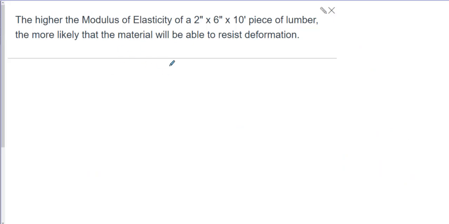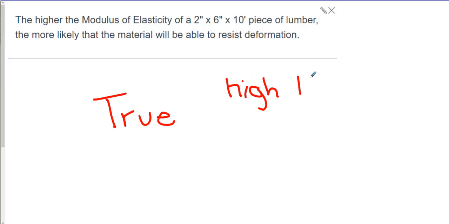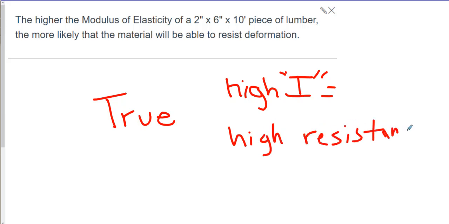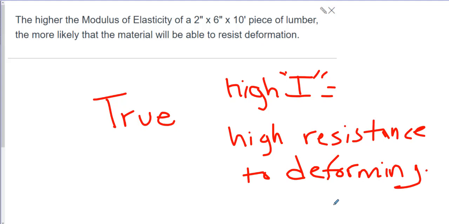And then the last one was basically a vocabulary question. The higher the modulus of elasticity, the more likely it will resist deformation. True. In the lecture, I said high moment of inertia equals high resistance to deforming. All right, that'll do it for the wrap up of this.